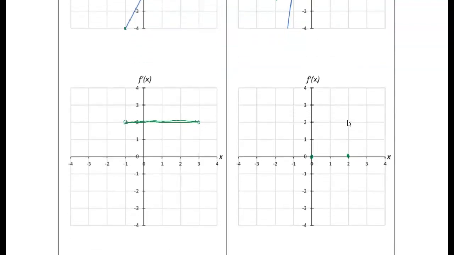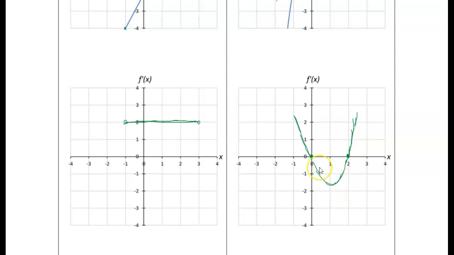All right, so I know that it's increasing, so it's going to be above the x-axis here, right? And then it's negative between 0 and 2, and then it has to come back up to 0, okay? And then the slope is positive again, so it's going to be above the x-axis. All right. So there's a sketch of what that derivative looks like, roughly.